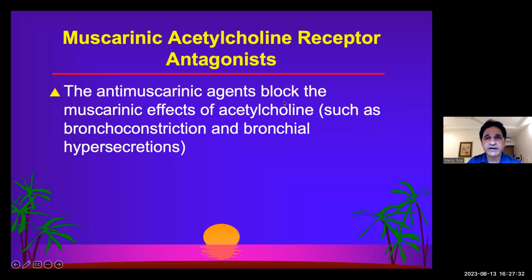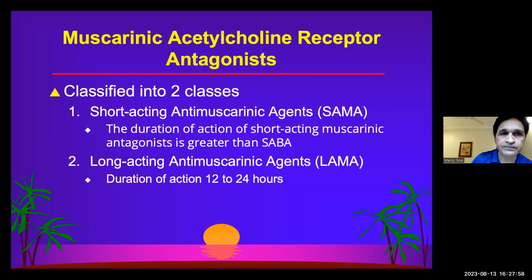The anti-muscarinic agents block the muscarinic effect of acetylcholine, such as bronchoconstriction and bronchial hypersecretion. So they are basically used for the relief of bronchoconstriction and bronchial hypersecretion, which is predominant in patients with COPD. So anti-muscarinic agents are in fact the first line treatment in COPD. In asthma, the first line treatment is inhaled corticosteroids, whereas in COPD, the first line treatment is the bronchodilator, especially the long-acting anti-muscarinic antagonists.